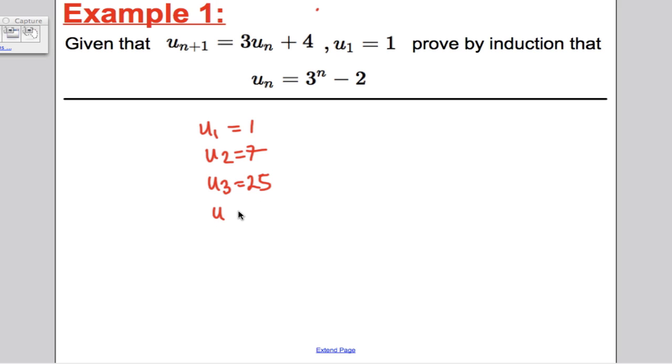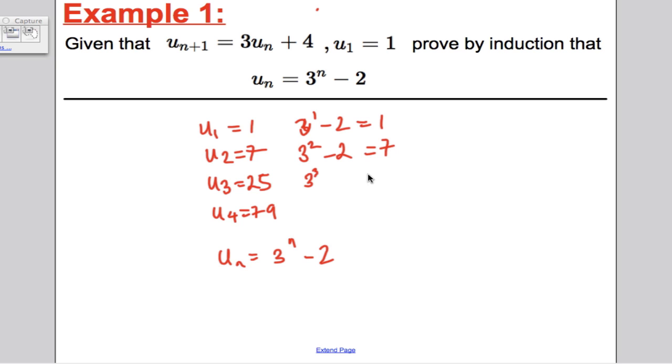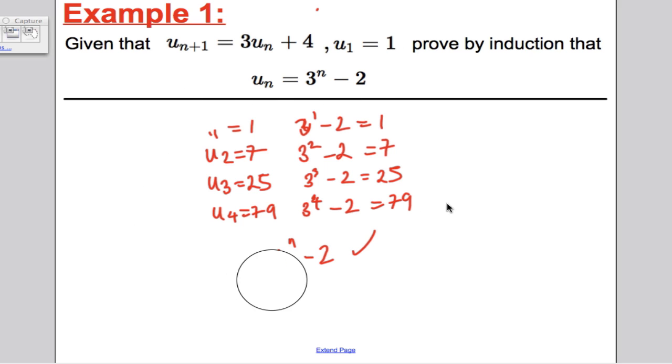So u4 is 79. In general, we want to show that the nth term is 3 to the power of n subtract 2. Was that working here? The first term was 3 to the power of 1 subtract 2, which is 1, correct? Was it working here? 3 to the power of 2 subtract 2 equals 7, it worked. The next one would be 3 to the power of 3 subtract 2, which would be 25. And the next one would be 3 to the power of 4, which is 81, subtract 2, which is 79. It looks like this is working. However, what we learned in the first video about Mersenne primes, we can't be sure if this formula always works. We need to prove it, and we're going to use induction.